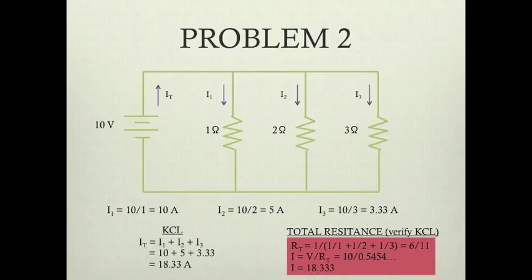In this problem we have 3 resistors, a 1 ohm, a 2 ohm and a 3 ohm resistor, all connected in parallel, connected to a 10 volt power source, meaning that the voltage across each resistor will also be 10 volts. Using Ohm's law, we find the current across each resistor, and then using Kirchhoff's current law, we add them together, 10 amps, 5 amps, 3.3 amps, giving us 18.33 amps. And then we verify this using the total resistance way of finding IT, and it also gives us 18.33.